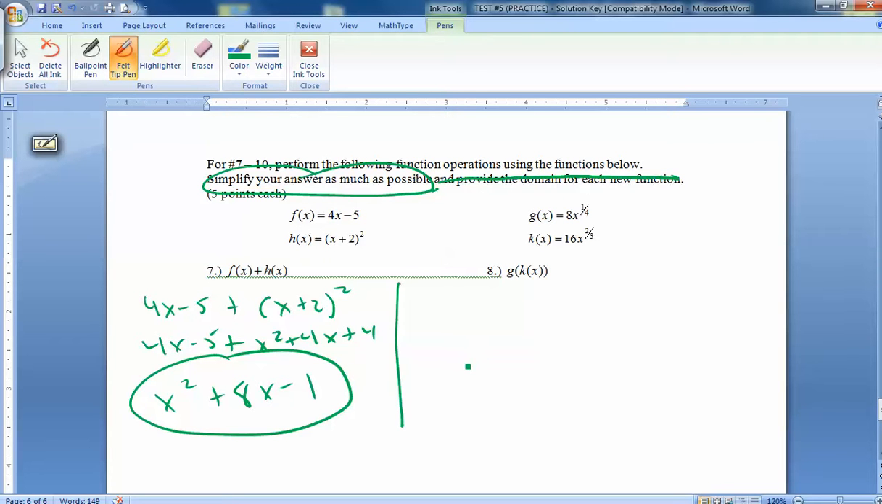So that's easy. For our next one, you have g of k of x. So you've got to replace x here with whatever k of x is. So instead of 8x to the 1/4, remember, we're replacing x with whatever k of x is. So instead of 8x to the 1/4, you're going to replace x with 16x to 2/3.